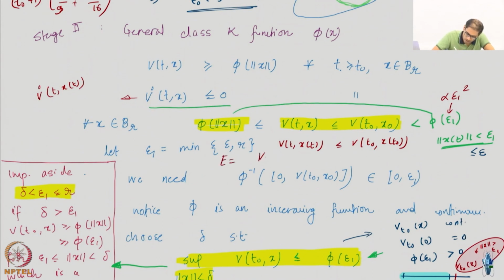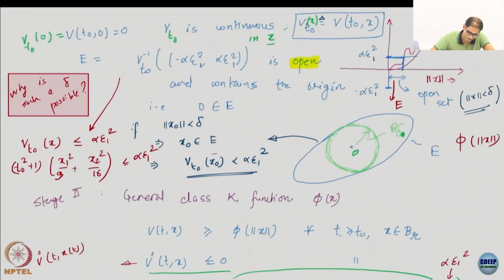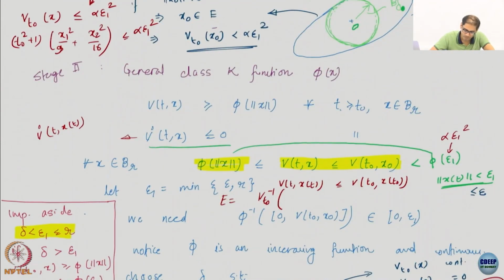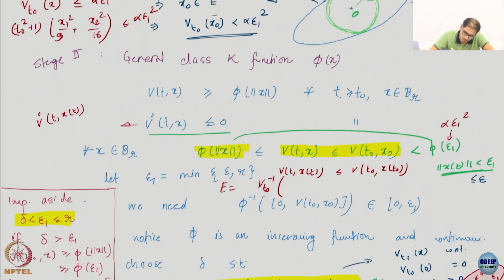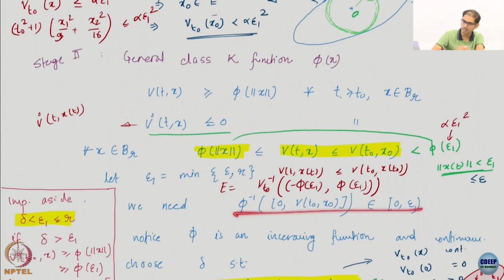It is something like V T0 inverse of minus phi epsilon 1 to phi epsilon 1. Okay, that's it. Same deal. I know I wrote it in a different way like this, but you don't have to worry. This is it. E is just this set.